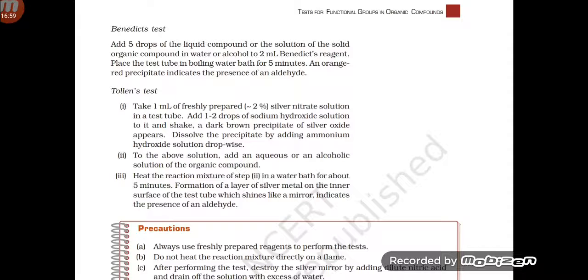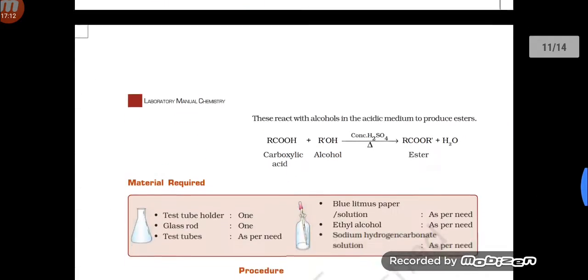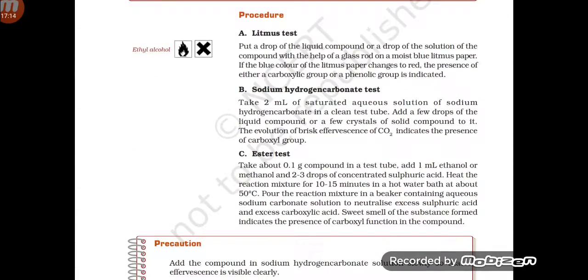Nothing is written over here, but you can find out. Tollens test is a bit different from all, because silver is made, so it is a bit easy to remember. Fine. The next is the carboxyl group that we studied. In this we had a litmus test, a sodium hydrogen carbonate test, and an ester test, which is usually very liked by the students.